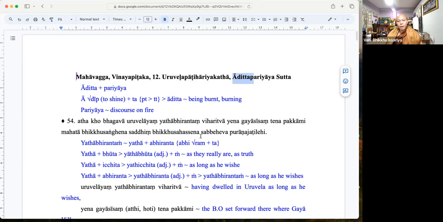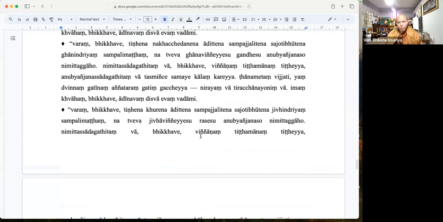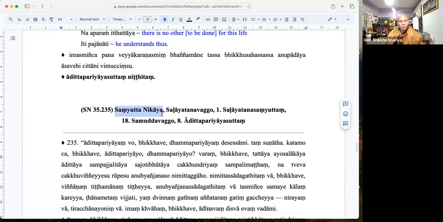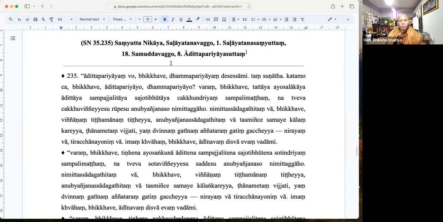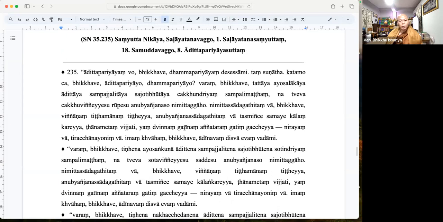But in the Salayatana Samyutta, Samudda Vagga, we find one sutta, also called Adittapariyaya Sutta. The information is related to the former Adittapariyaya Sutta, but a bit different. So this one we should also learn, even though it is not included in the Pali syllabus, so I choose this time to learn it, because it is very informative about the six objects.